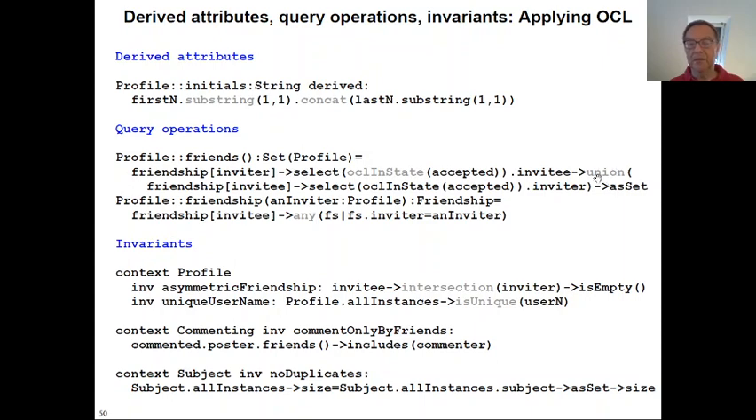Well, you can build the union of two sets or two bags, and that's what is going on here in the operation union. The other operation determines, within the profile class, I've defined here an operation friendship where a parameter comes in.